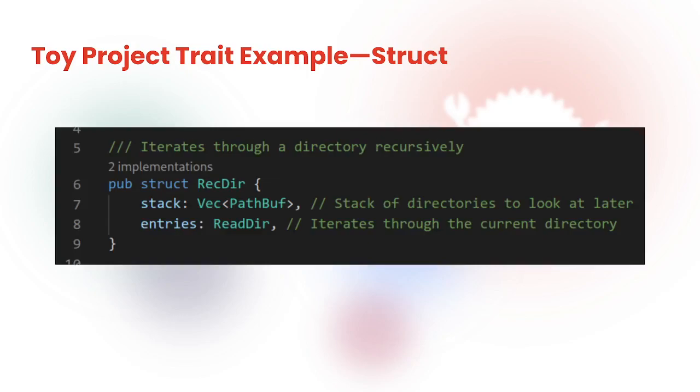Okay, so this is an example for your toy projects. If you want to explore your knowledge of traits, you can implement a structure called rector, whose purpose is to iterate through a directory recursively, because part of your toy project spec is that if you give your CLI app a path name to a directory, it'll count all the lines of all the files in that directory, so recursive, right? What I did is I gave this structure a stack to hold the paths, and entries to hold the current directory.